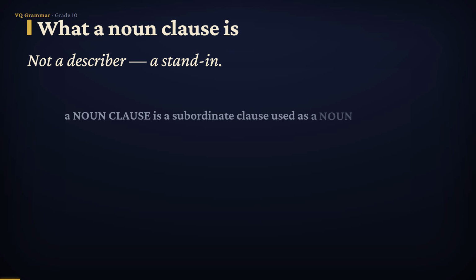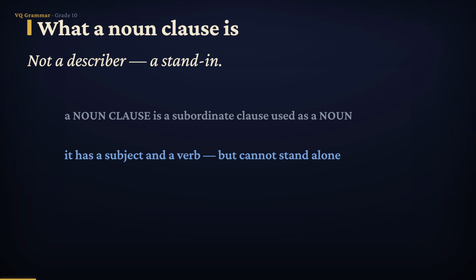A noun clause is a subordinate clause used as a noun. Like every clause, it carries its own subject and its own verb. And like every subordinate clause, it cannot stand alone as a sentence. But here is the difference, and it is a big one. An adjective clause describes a noun. An adverb clause describes a verb.